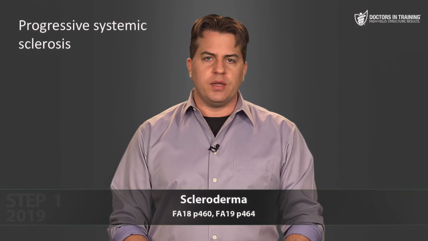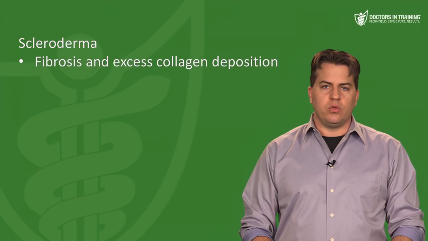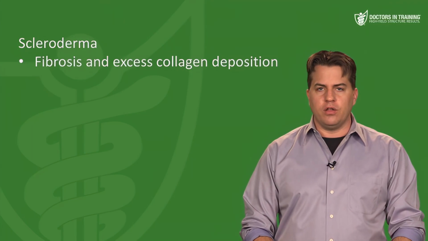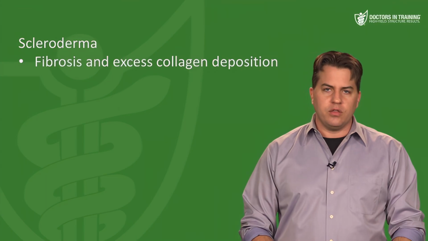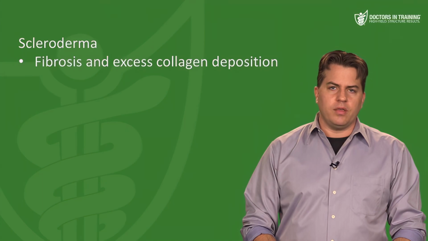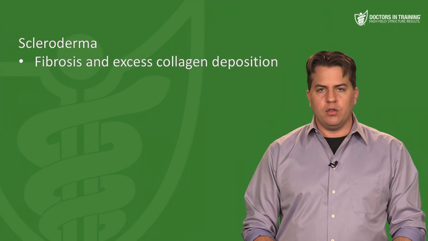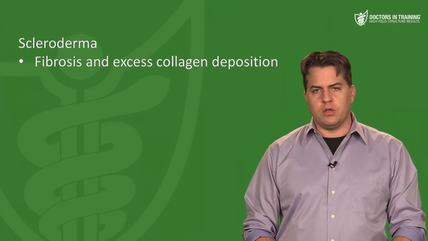It's also known as progressive systemic sclerosis. Scleroderma is a disease where you have fibrosis and excess collagen deposition throughout the body, not just the skin, but throughout the body. It's not really an inflammatory disease at all, it's a bulking disease. Because you have so much fibrosis and collagen that's going to interfere with the normal function of a lot of different tissues.